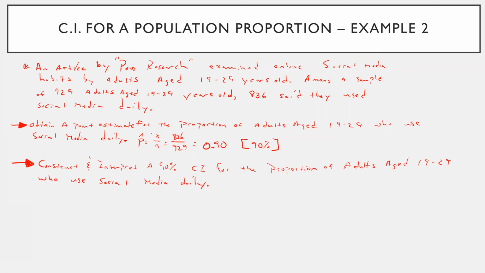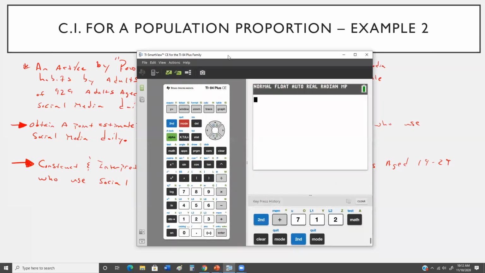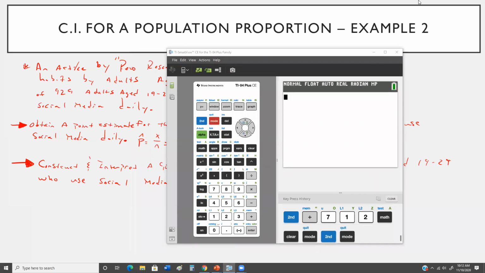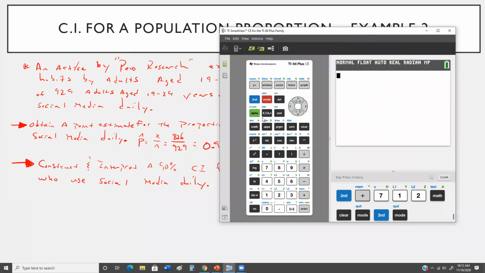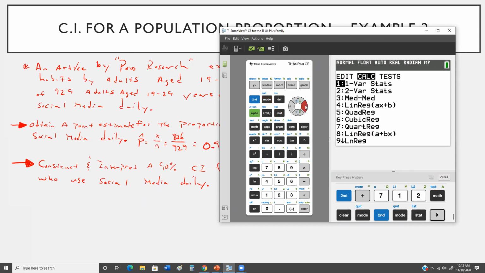So you could do this by hand, okay? But I'm going to show you how very easily to do this in your calculator. So everybody grab your calculator. It doesn't matter if you have the TI-83 or the TI-84. Everybody hit the stat button on your calculator, then scroll over to tests.